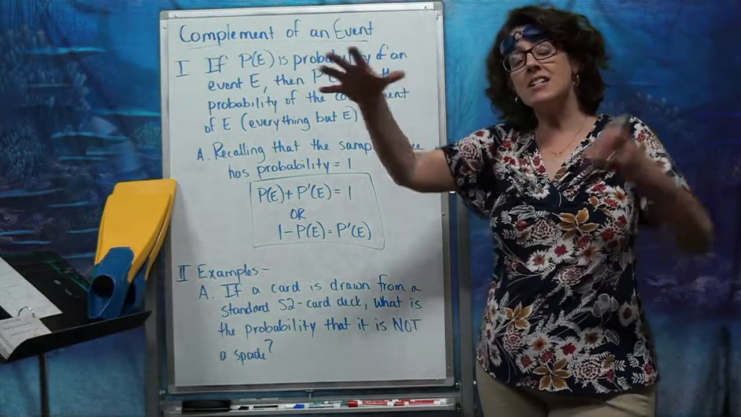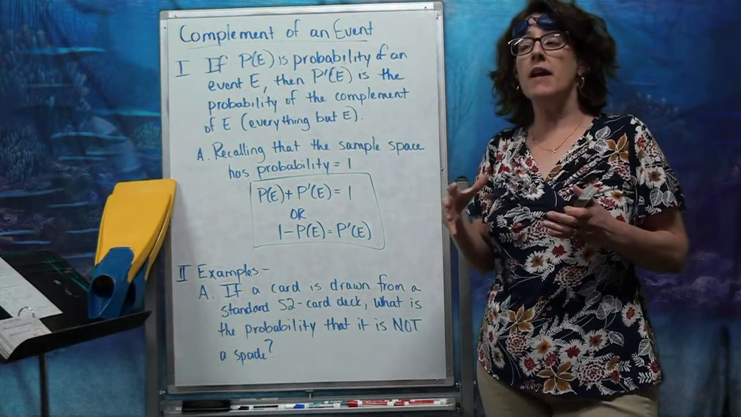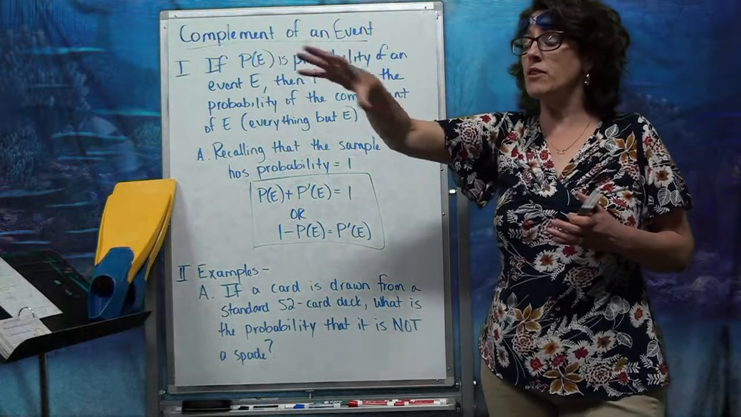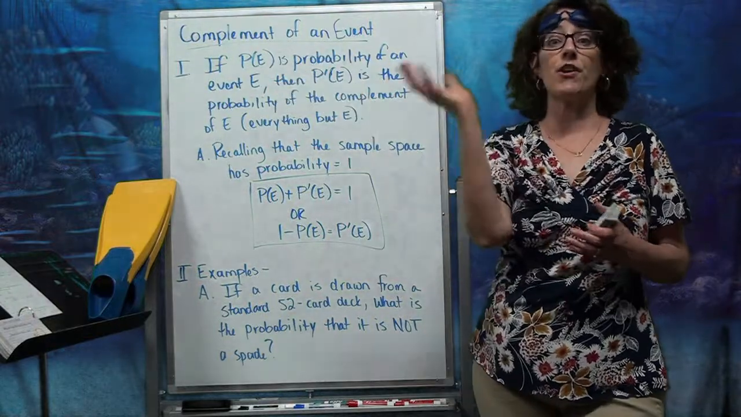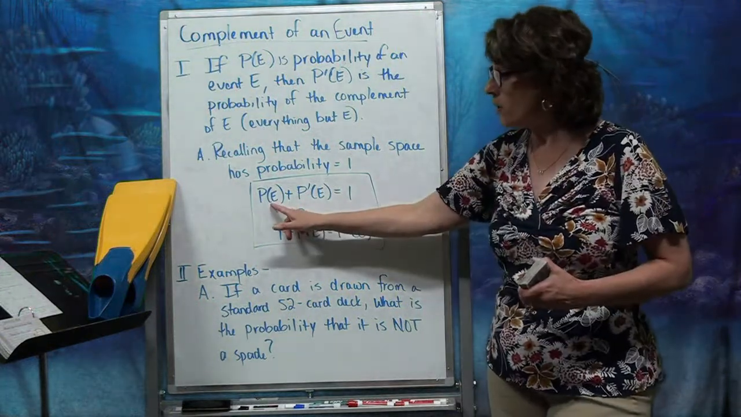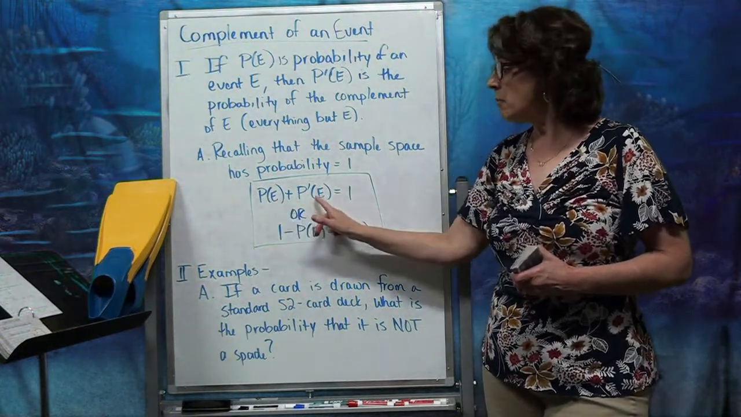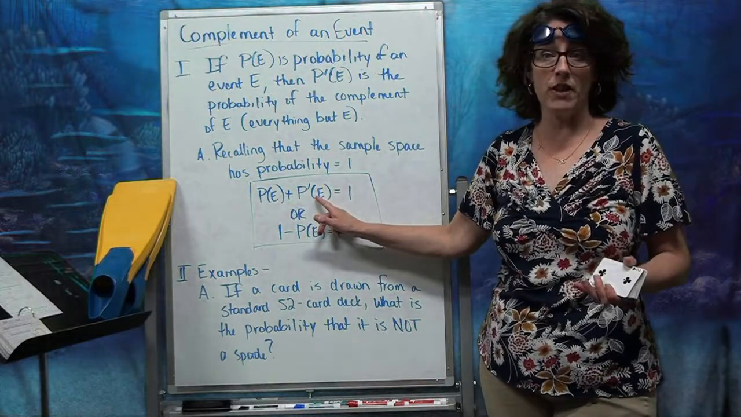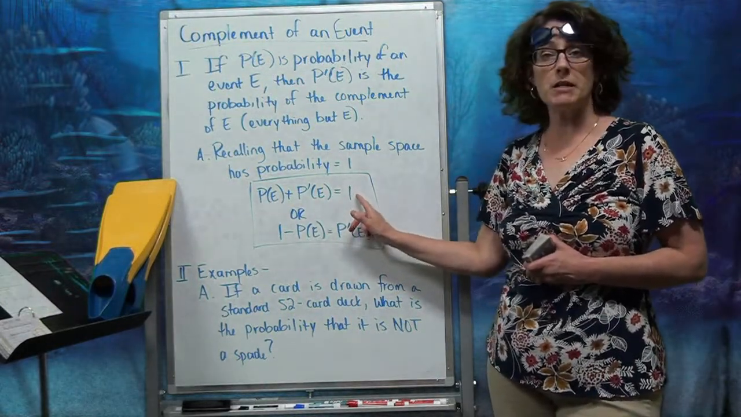So if we take that entire sample space being a 1, then that means that if we take the probability of an event and we take the probability of everything else, that has to total that sample space. So here we have the probability of the event plus that complement, everything but the event. That will give us our sample space of 1.